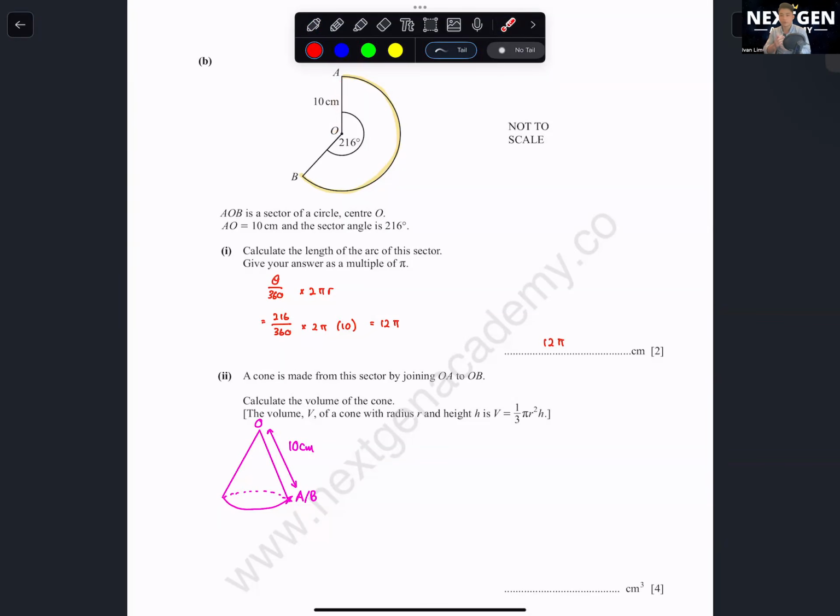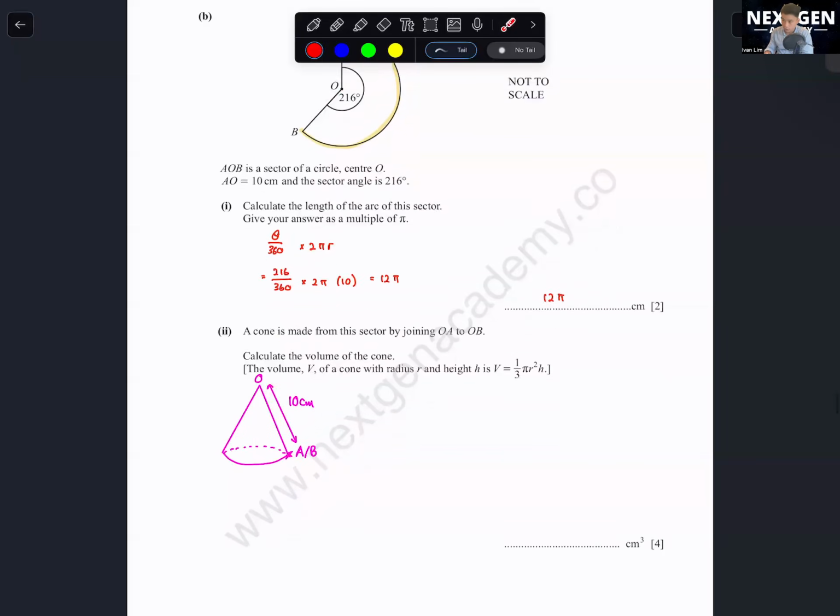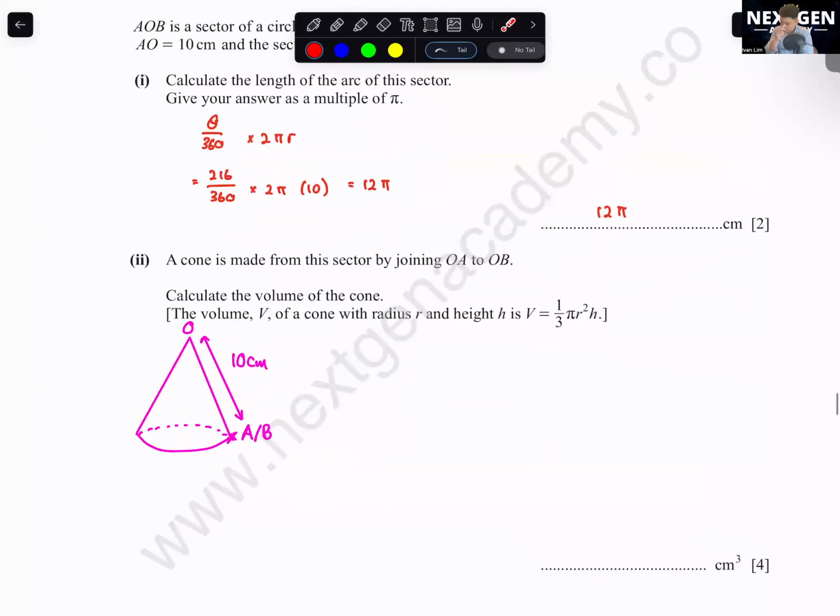Okay, so if you don't know, then you go take a paper and wrap it up like that. Go cut it into this shape and wrap it up. Okay, what do they want us to find? They want us to find the volume of the cone. And also one more thing, just now we found the arc, right? So the arc means the bottom here. This bottom here that we found in the previous question, this is the yellow part, the entire thing, which is equals to 12 pi.